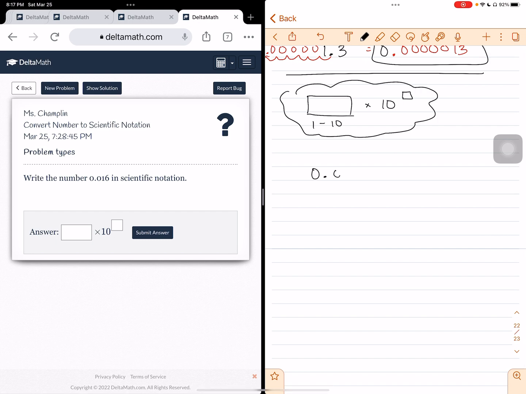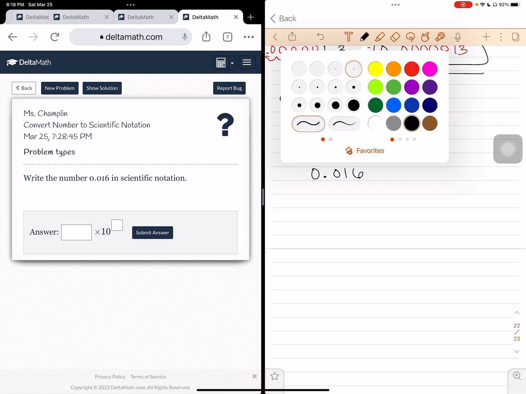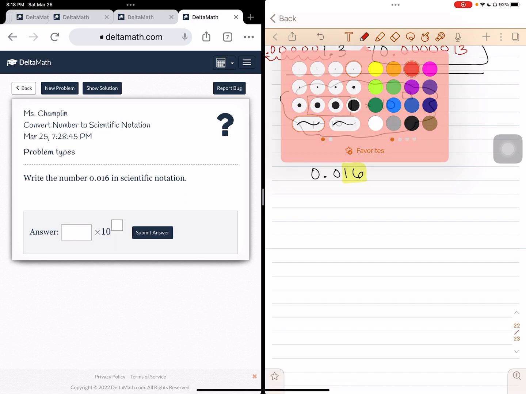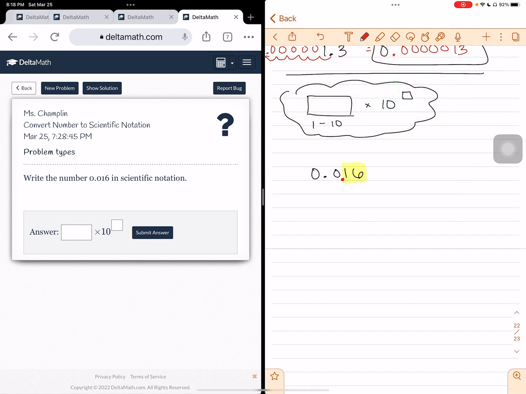So if we have 0.016, what I always do is I just focus on the numbers themselves. We have 1, 6, or any number besides 0, 1, 6. And then I ask myself, where do I need to put a decimal to make 1, 6 a number between 1 and 10? I can't put it in front of the 1, because it would be 0.16, and that's smaller than 1. I can't put it at the end because then that would be 16, and it'd be bigger than 10. So it's going to have to go right in between the 1 and the 6. Okay? So this one's going to have to be 1.6.